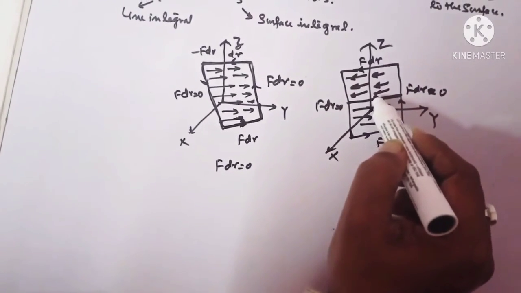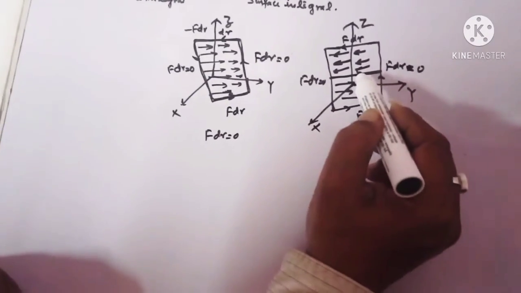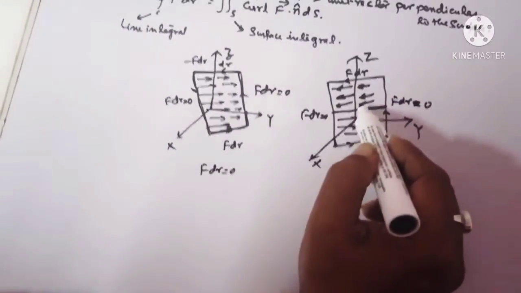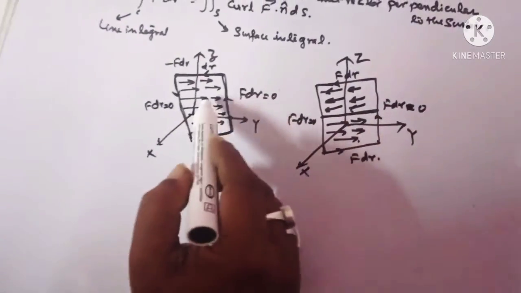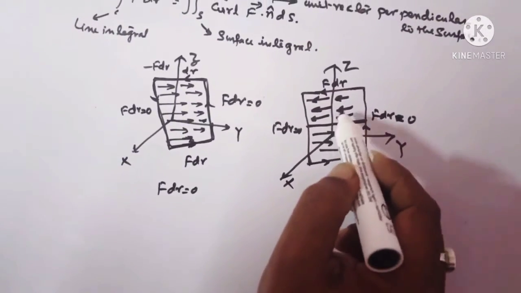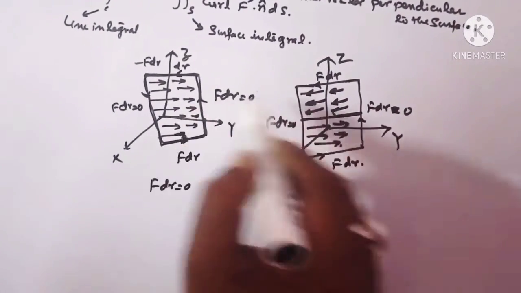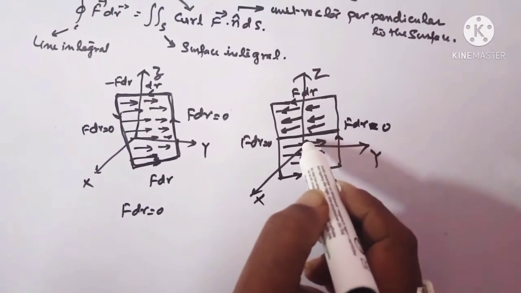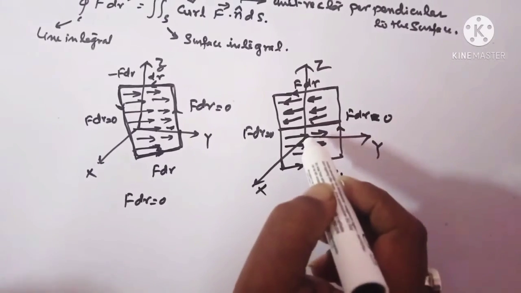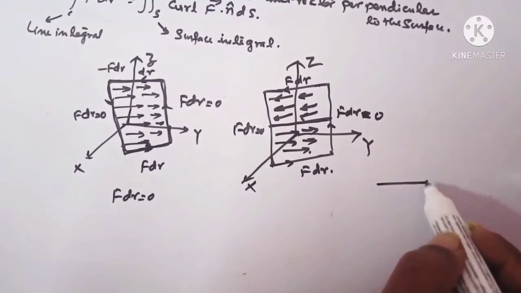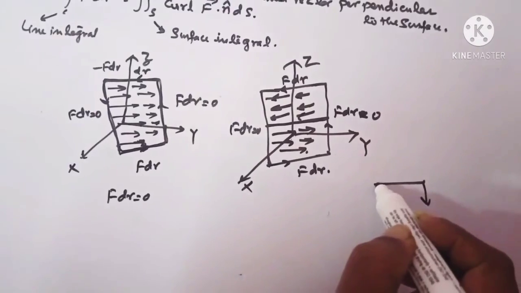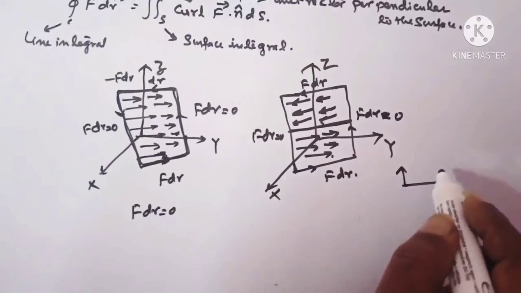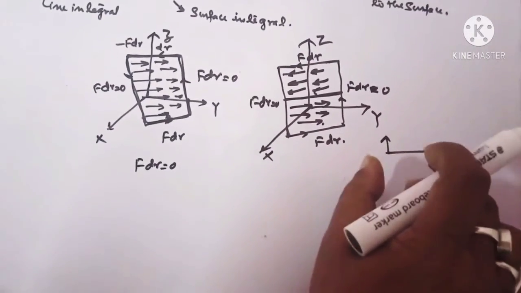Now what happens is that this vector here is in the same direction, and here they are in the opposite direction. You can say that it creates a moment. How does a moment get created? When you take a force in the opposite direction, it creates a spinning action, a revolving action.